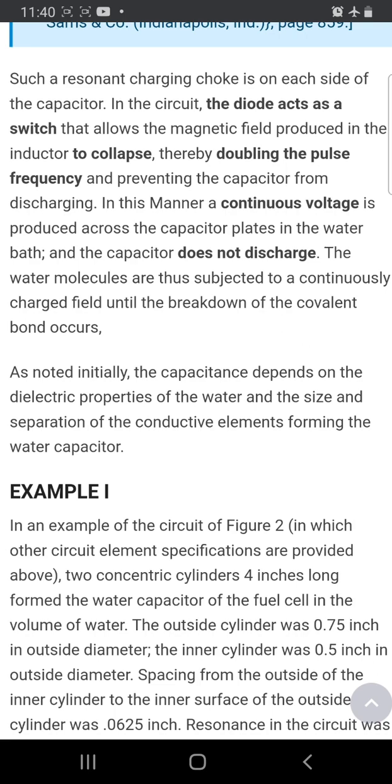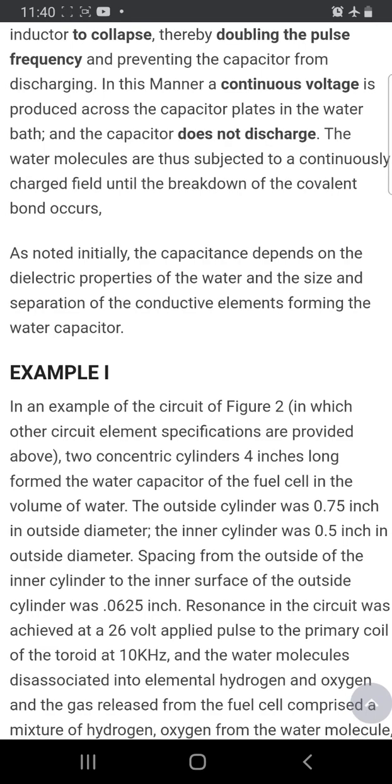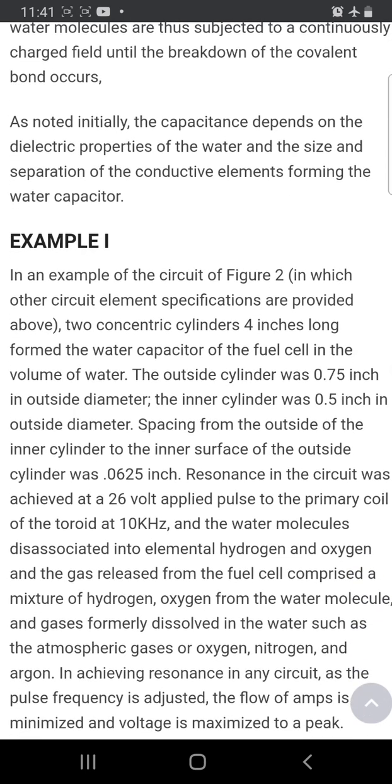Here he describes it a bit more. Such a resonant charging choke is on each side of the capacitor. In the circuit, the diode acts as a switch that allows the magnetic field produced in the inductor to collapse, thereby doubling the pulse frequency and preventing the capacitor from discharging. In this manner, a continuous voltage is produced across the capacitor plates in the water bath, and the capacitor does not discharge. The water molecules are thus subjected to a continuous charge field until the breakdown of the covalent bond occurs.